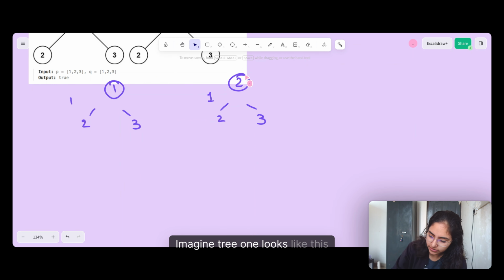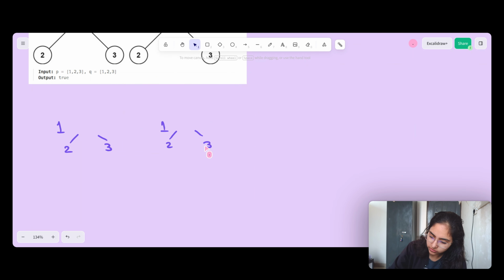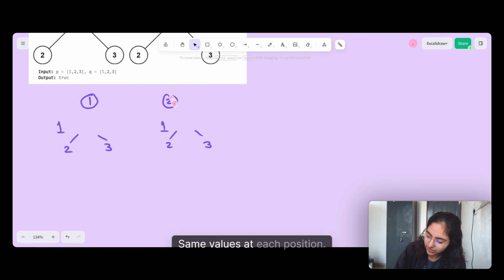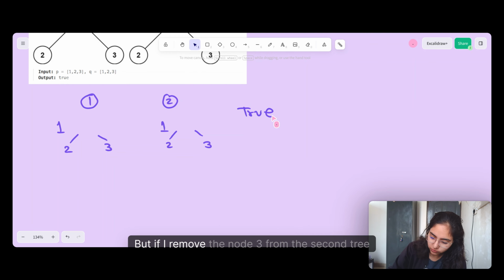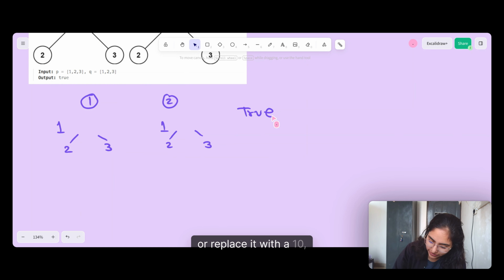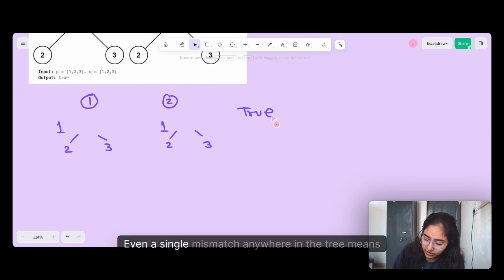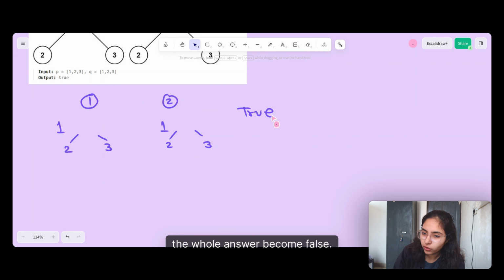Imagine tree 1 looks like this, and tree 2 also looks like this. Same structure? Yes. Same values at each position? Yes. So these trees are identical and we return true. But if I remove the node 3 from the second tree or replace it with a 10, then they are no longer the same. Even a single mismatch anywhere in the tree means the whole answer becomes false.